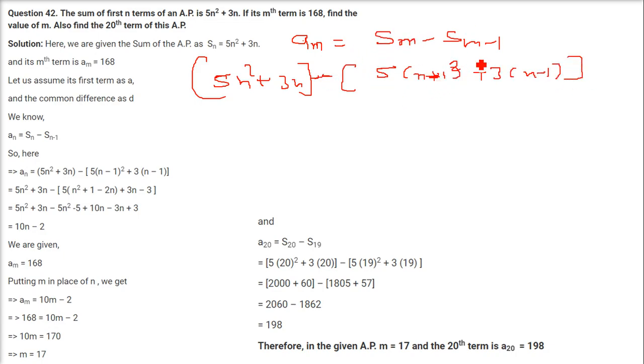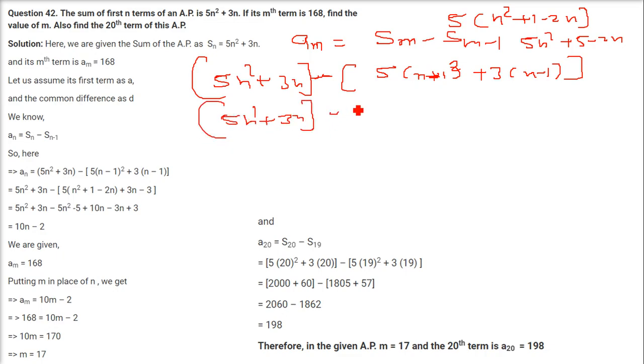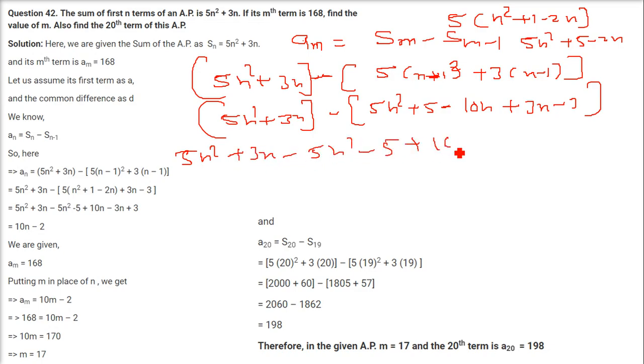Okay, so let me just solve this one. 5 into (n minus 1) whole square. So n square plus 1 minus 2n. What do you get? 5n square plus 5 minus 2n. So 5n square plus 3n minus (5n square plus 5 minus 10n), this is going to be 5 into 2, 10n, and this is plus 3n minus 3. Right, let us open it. 5n square plus 3n minus 5n square minus 5 plus 10n. I'm changing the sign, 3n plus 3.